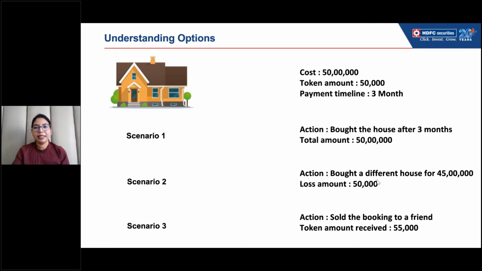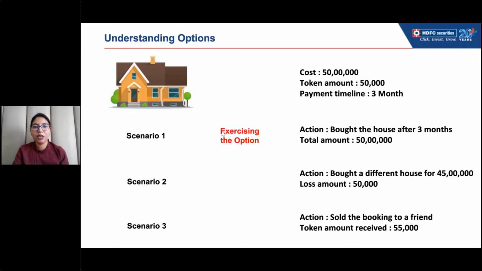All right, so these are three scenarios where you actually bought that house, the same house that you booked. Second, you did not buy that house and your token amount was lost. Okay, and third, you sold your token or your booking to your friend and made small profit. Okay, now how do we relate this analogy to options?